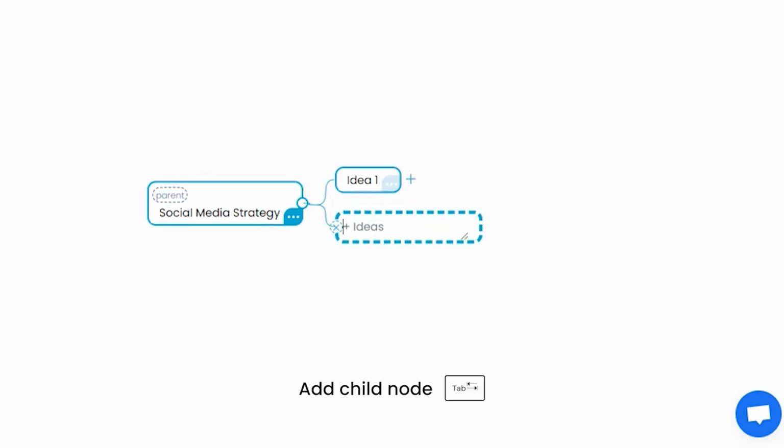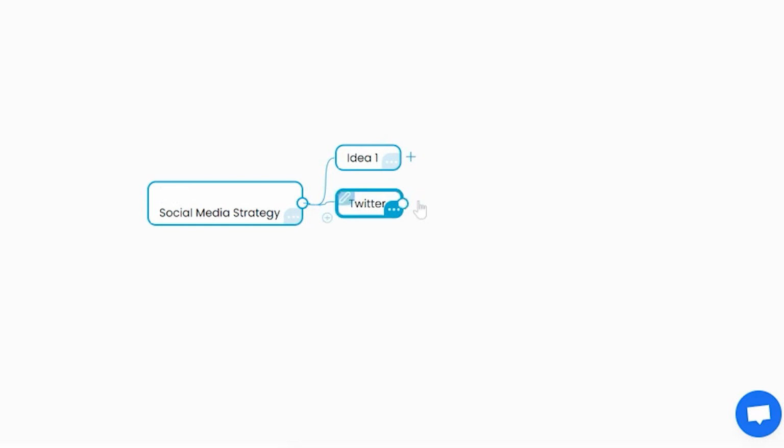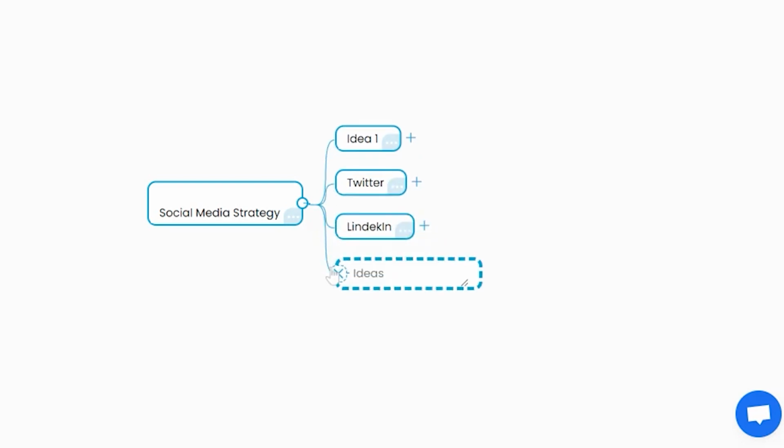To add a child to this node, use the tab key, or click on the plus icon to the right of the node. To add a sibling, use the enter key, or click the plus icon on the bottom of the node.